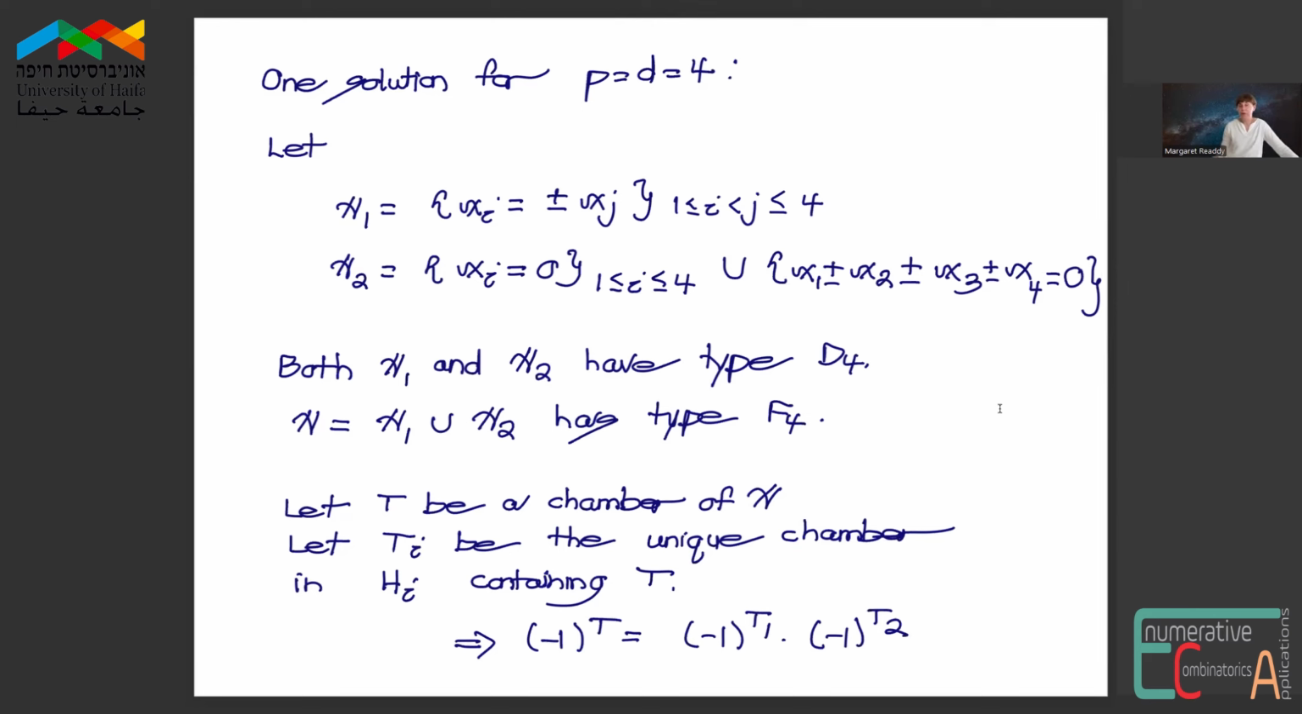And so we have 2 hyperplane arrangements here, H1 and H2. You can check that each has type D4. Their union is type F4. So now we're in this union, script H, and if we look at a chamber T of H, we let Ti be the unique chamber in H sub i that contains T. If you look at the sign of T, you can split it up as a product of the signs of these chambers in the other sub-arrangements.